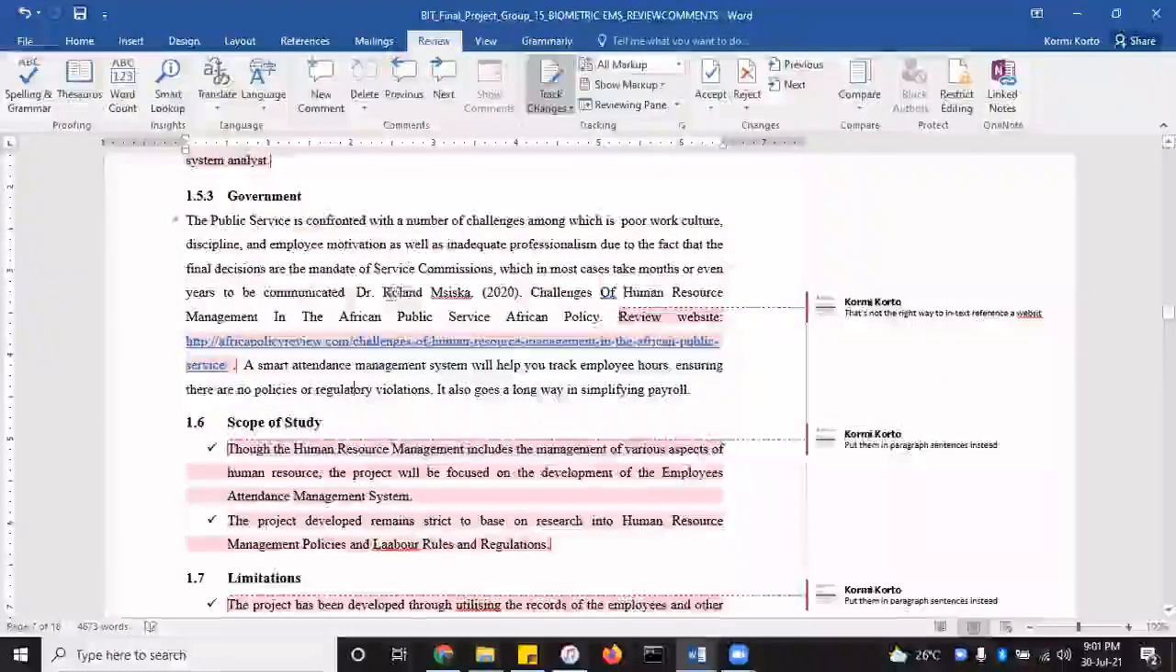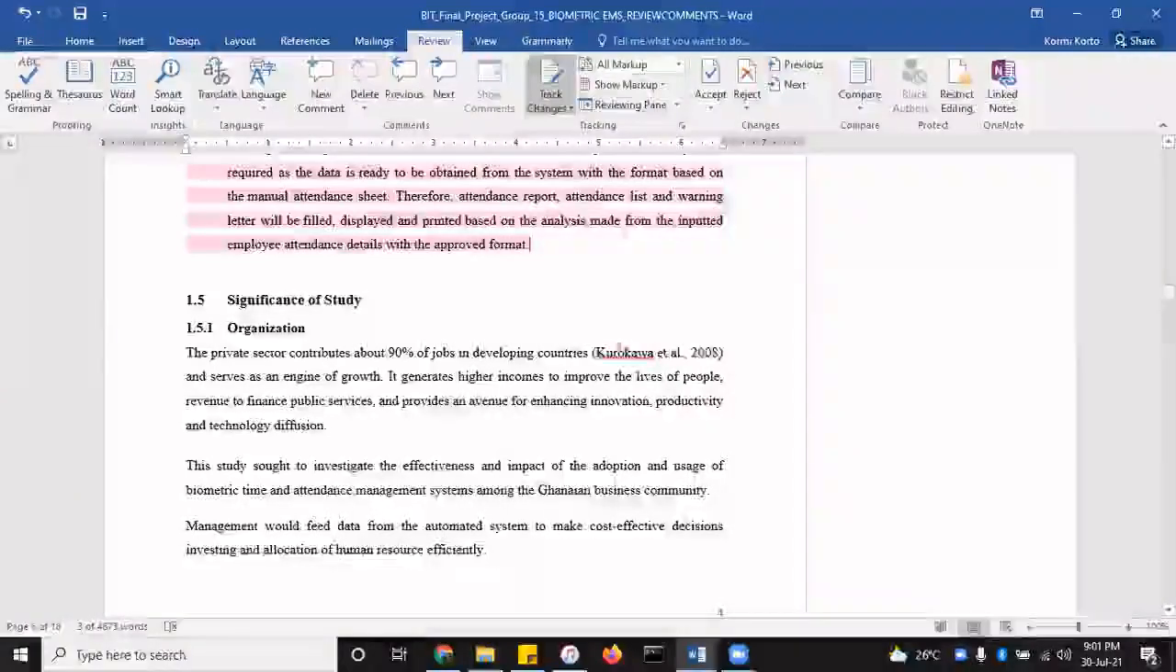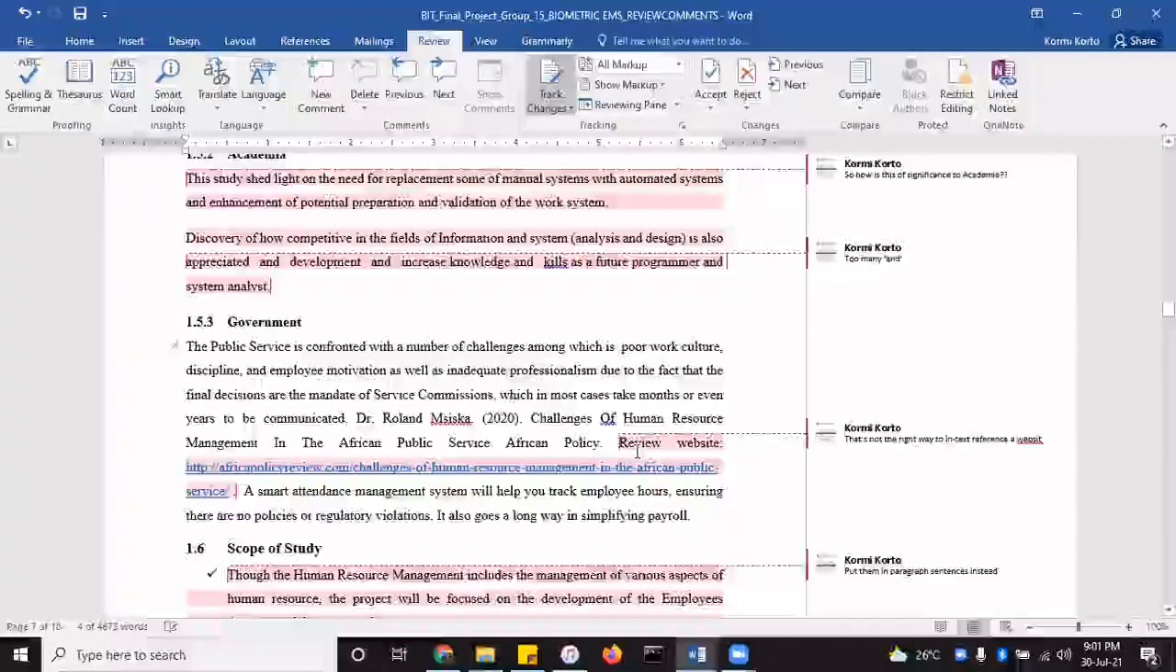These are the way you reference. These are in-text references. If it's a website, there's a way to reference websites in text. Read your Harvard reference guide very well. It gives you all the examples of how to go about website references, journal references, textbook references, and what have you. So those are no-nos.